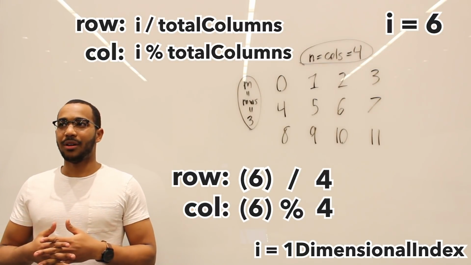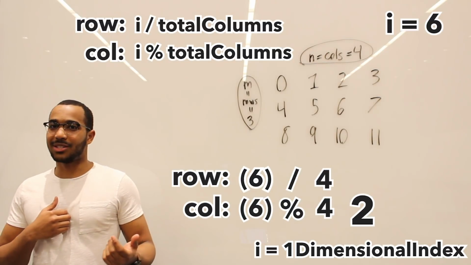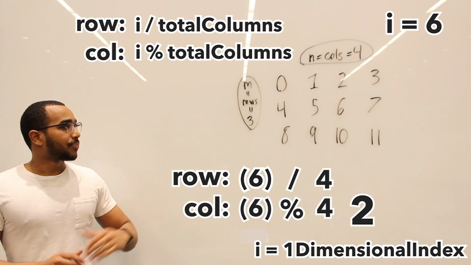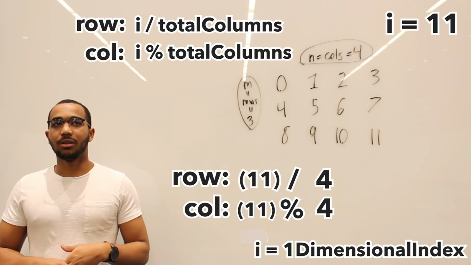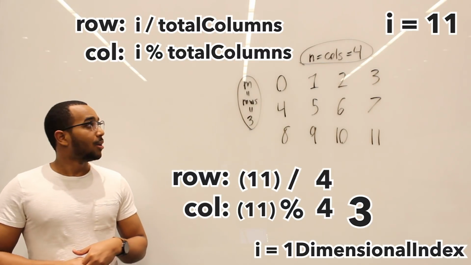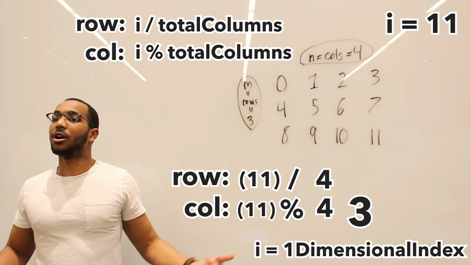6 mod 4 is going to leave us a remainder of 2. And what column is 6 in? It's in 0, 1, 2. Yeah, that's correct. So if we have 11, 11 mod 4. Well, if we do 11 divided by 4, our remainder is going to be 3. What column is 11 in? We have 0, 1, 2, 3, column 3.